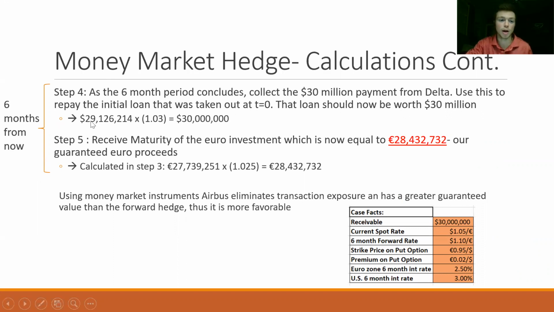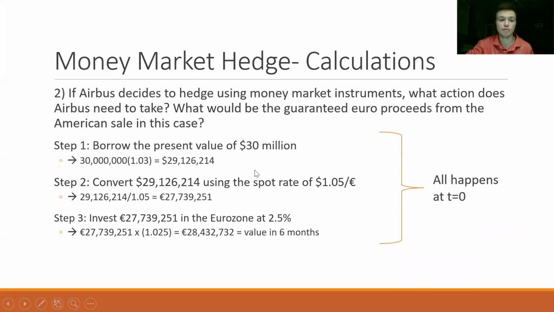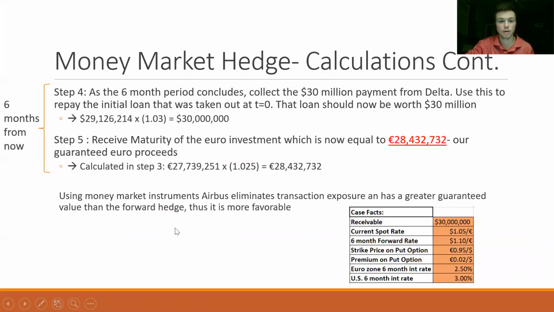That was the idea behind the present value. So just to reverse it, the 29 million times 1.03 again is 30 million. So we're just using what we got paid from Delta to repay that loan that we took out in the US. And at the same time, we will receive the maturity of the euro investment, which is now equal to 28,432,732. And that is our guaranteed euro proceeds in this case. And that's the same value that we calculated above in step 3 right here.